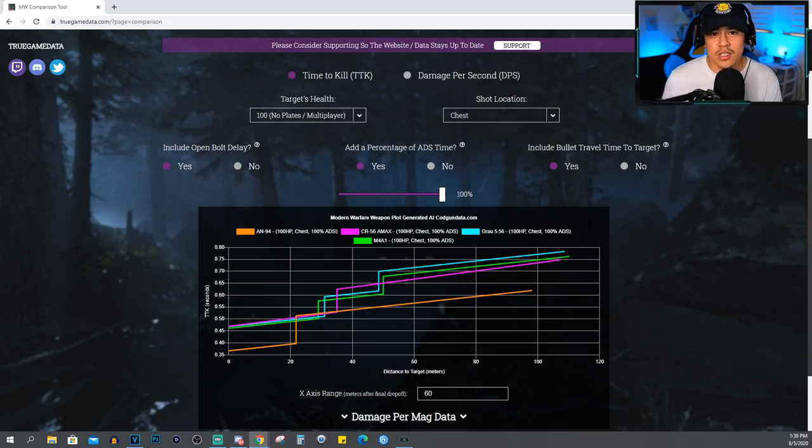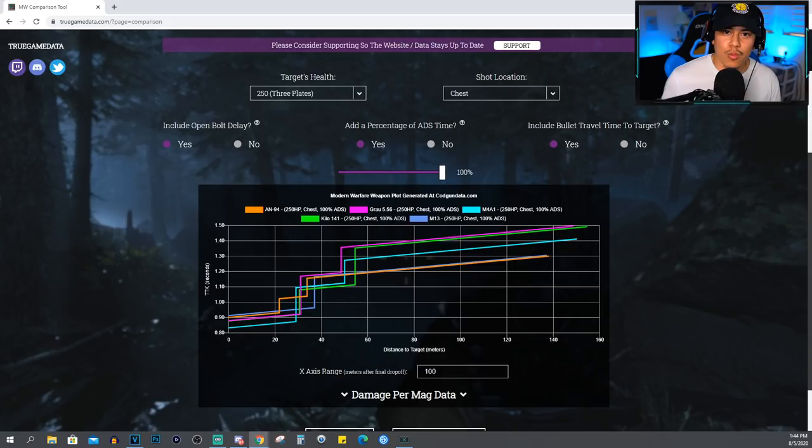The aim down sight speed is very slow compared to the other weapons in the game. You're going to simply get outgunned by the M4 and the Growl. And also, not to mention the fact that you have to be very specific with where you shoot your target's location. I feel like that is going to be the deciding factor for most people. So let me know down below in the comments what you think.